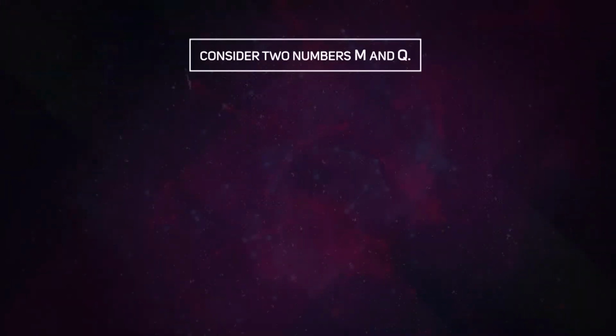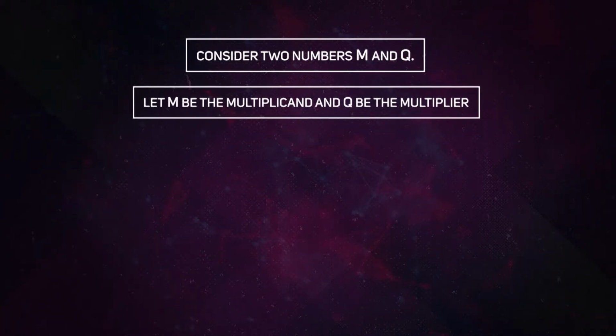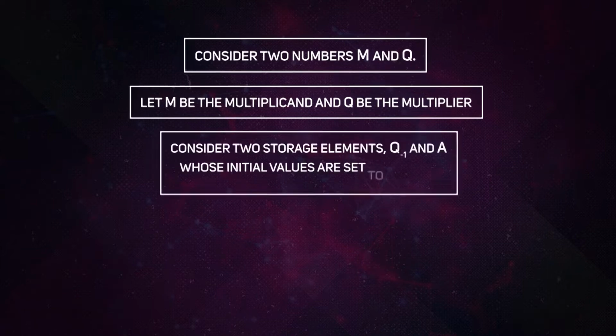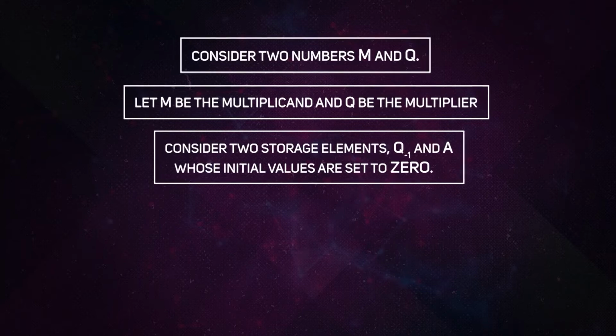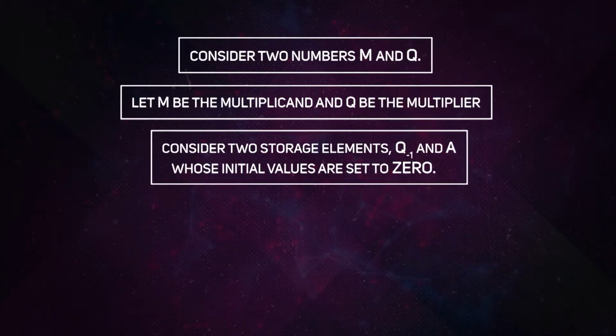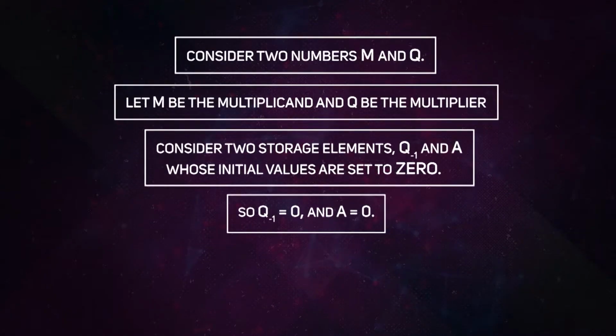These concepts are followed in Booth's algorithm with the introduction of Booth multiplier recoding. Anyway, we do not get into the details. Let us start with the process of multiplication. Consider two numbers m and q. Let m be the multiplicand and q be the multiplier. And let us also consider two storage elements q minus 1 and a whose initial values are set to 0. So, q minus 1 equal to 0 and a equal to 0.